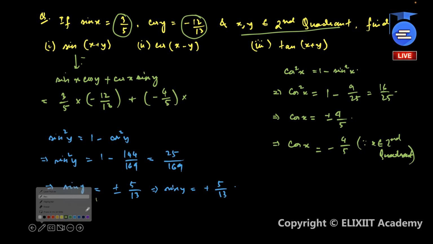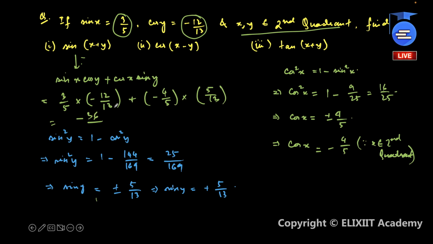Now we know all the values. Now simply put this over here. So this is actually minus 4 upon 5. Sin y is now actually 5 upon 13. Now simply calculate this thing. That's all, so we are done. So this is how much? This is minus 36 upon 13 times 5, that is 65, and this is minus 20 upon 65. So minus 36 minus 20, that is actually minus 56 upon 65. So the answer to this question is actually minus 56 upon 65.